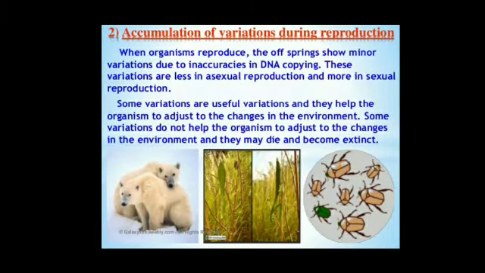Now, accumulation of variations during reproduction: when organisms reproduce, the offspring show minor variation due to inaccuracies in DNA copying. In Chapter 8, I told you that when reproduction takes place, DNA copying occurs, and the DNA copying is not 100% accurate because it is a biochemical reaction and there may be chances for certain errors to arise. These variations are less in asexual reproduction and more in sexual reproduction. You are familiar with why I am saying so?